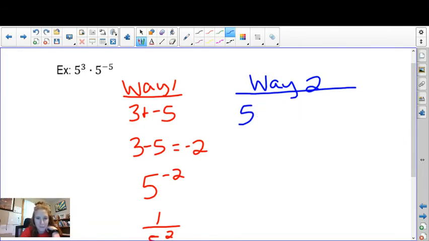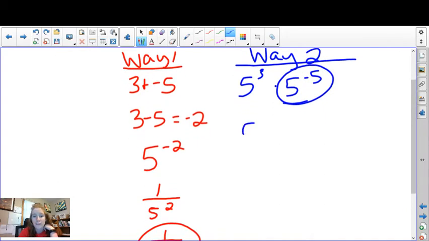I am on the struggle bus. I'm going to rewrite this part of the problem like we just did. So I have 5 to the 3rd times 1/5 to the 5th. And when it goes down, it becomes positive.